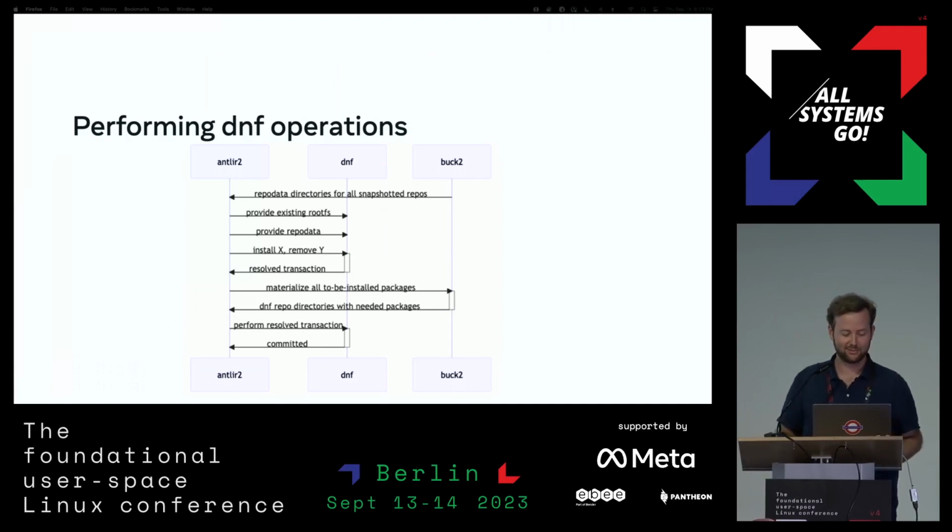I don't have time to talk about that though. And then we invoke DNF again, where we've populated these repositories with only the RPMs that we're actually going to install. So at no point do we need DNF or Antler to be connected to a network at all. Finally, we reuse the same resolved transaction. So we don't ask DNF to resolve the transaction again. We just say explicitly install these packages, set the reasons correctly, and then we're done.